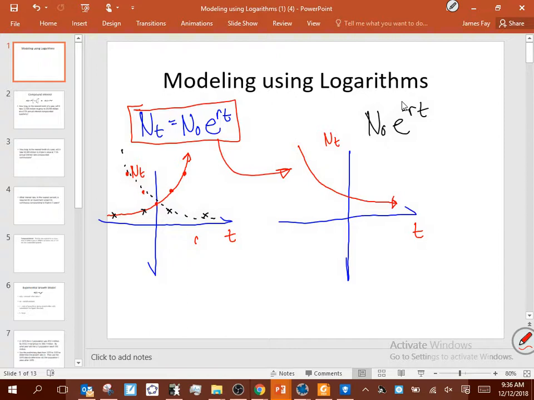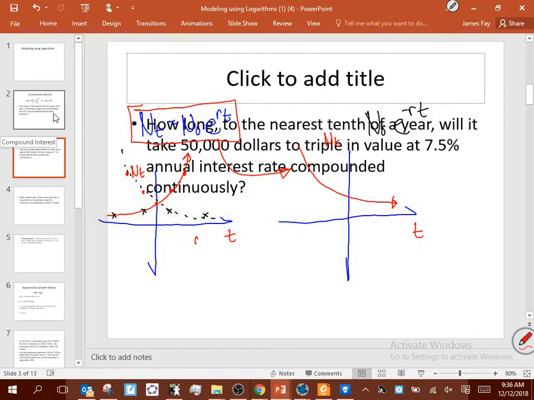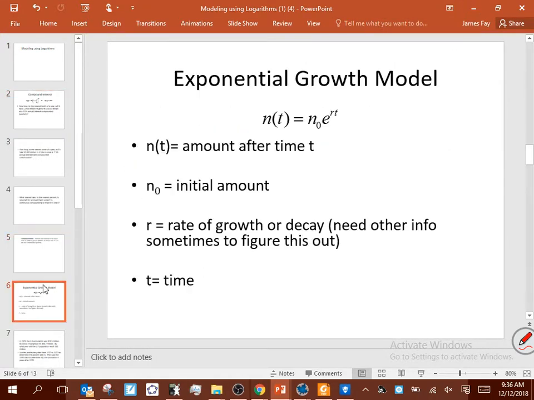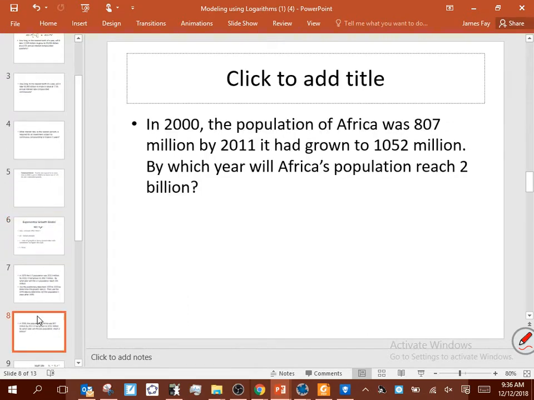But if it's growth, r will be what kind of number? Your rate would be positive, right? If it's decay, your rate is going to be negative, right? Okay, so I want to do a question here, and we might actually get through maybe a couple questions that the last class didn't have the opportunity to see.